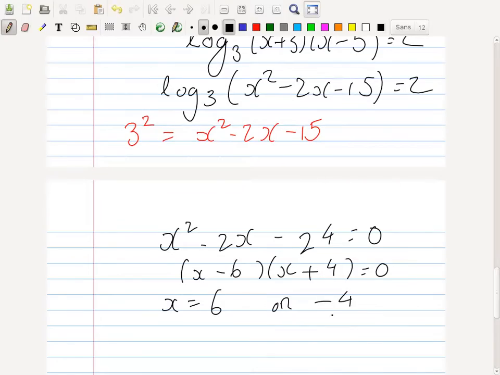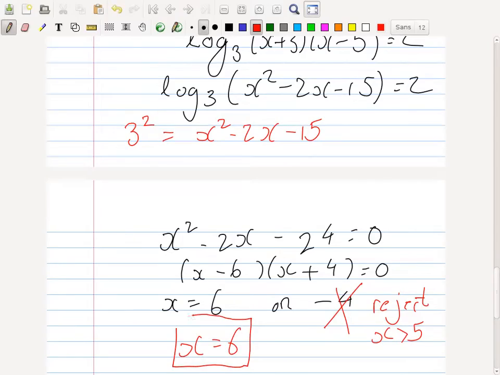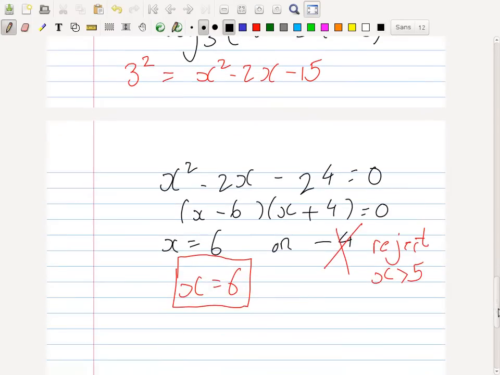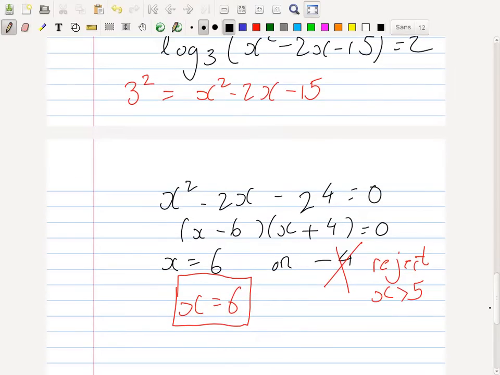But in the question, you're told that x needs to be greater than 5. So reject minus 4, because x needs to be greater than 5. So the answer is x equals 6. They didn't ask us which one to use, so we have to check in the log equation. The question says x must be more than 5.